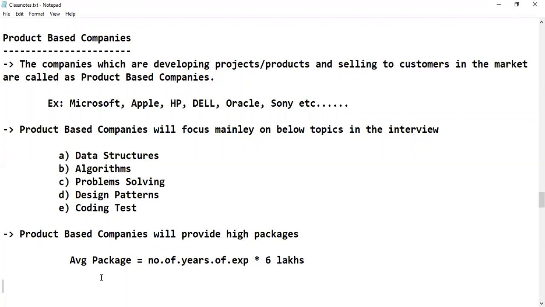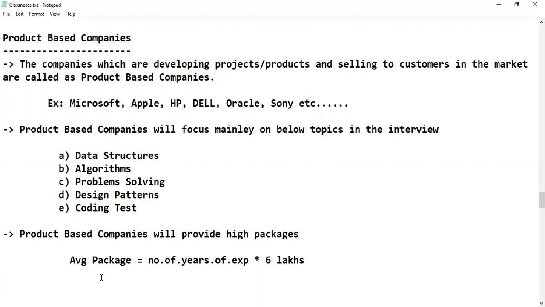The companies which are developing the projects and selling to the customers in the market are called product-based companies. So when you attend the interview in the product-based companies, they will focus mainly on data structures, algorithms, problem solving, design patterns, and coding test. Product-based companies will provide high package. That means your total years of experience multiplied by 6, that is the minimum they are going to apply. Some companies will give you years of experience multiplied by 8 lakhs also.